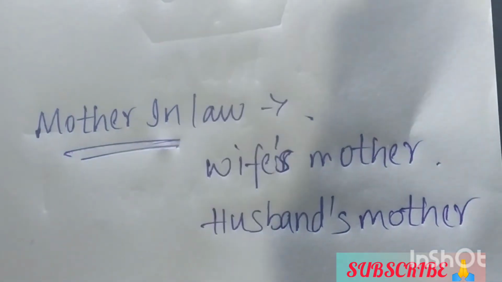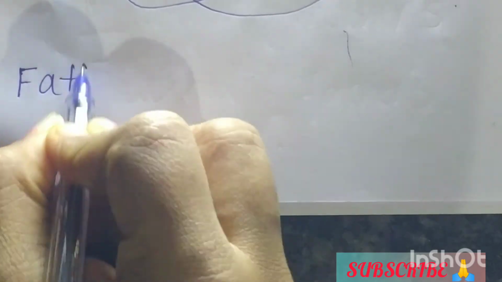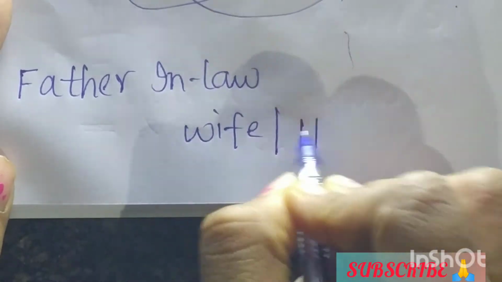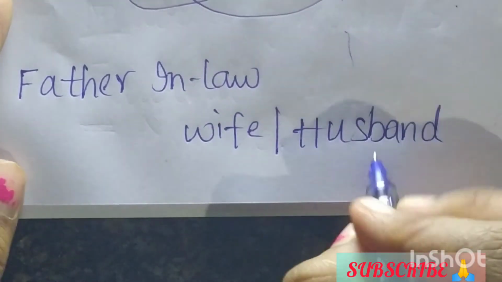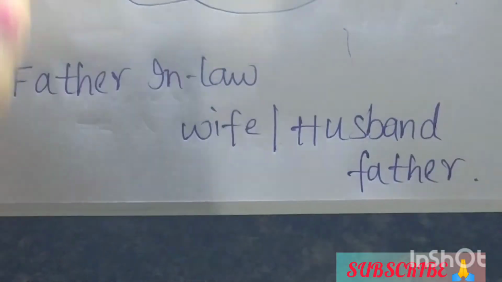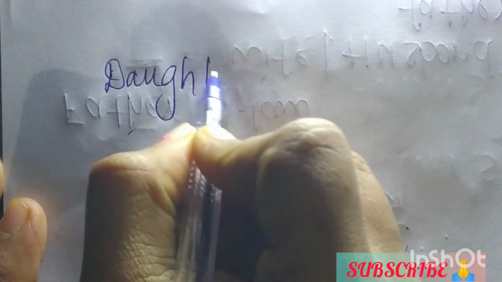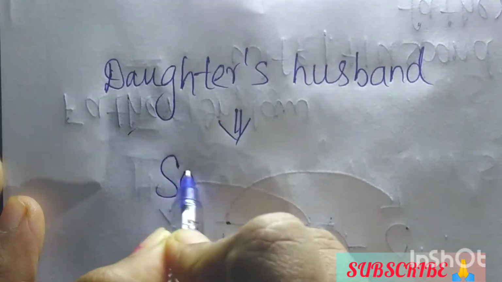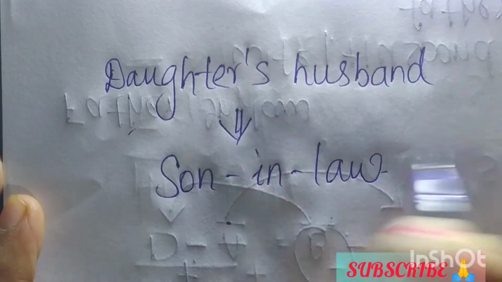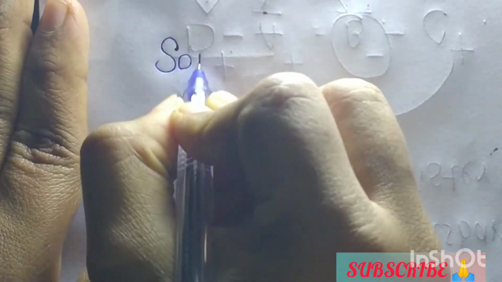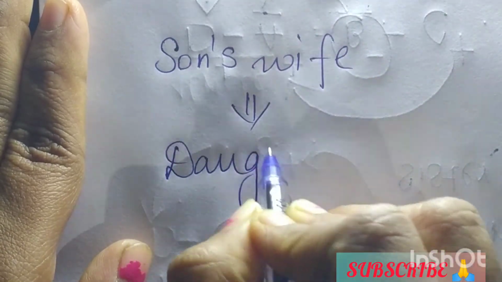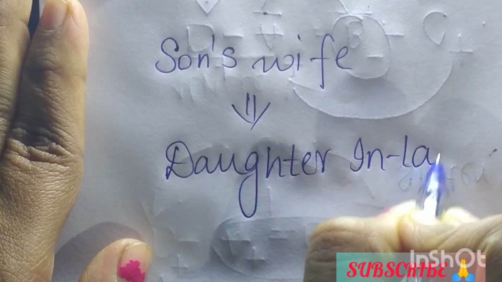Then father-in-law in the sense, wife's or husband's father is known as father-in-law. Then daughter's husband is known as son-in-law. And son's wife is known as daughter-in-law. Hope you are clear with the concept now.